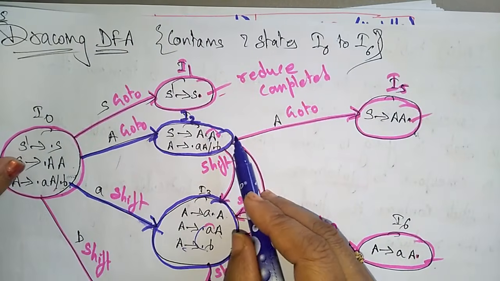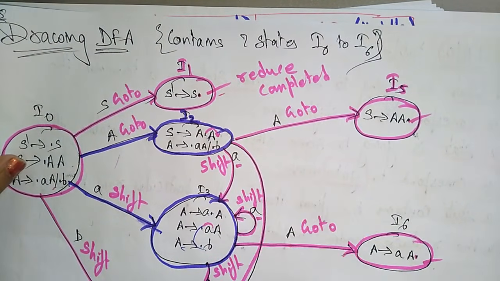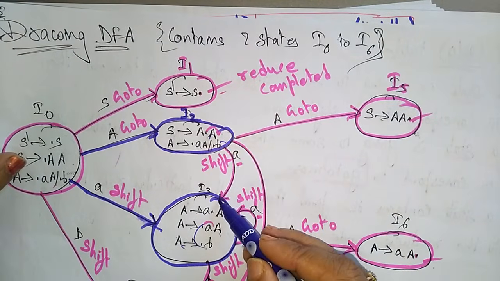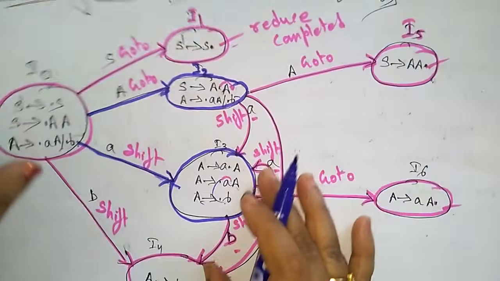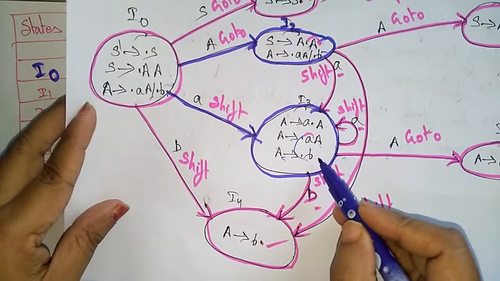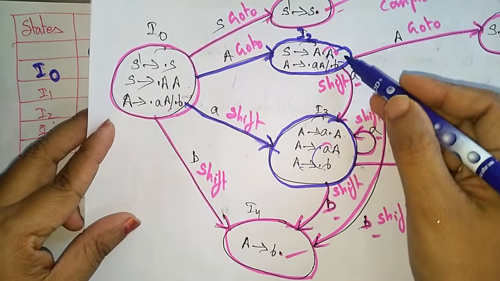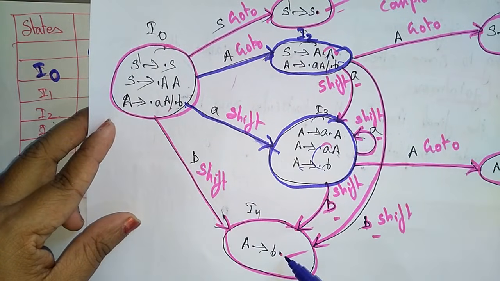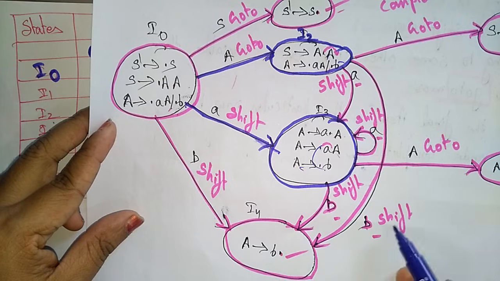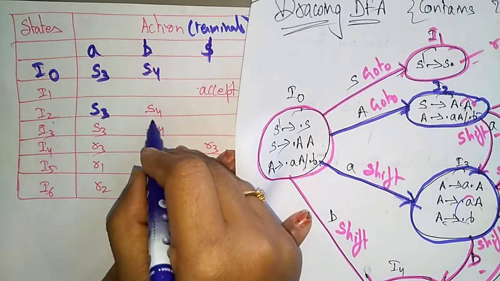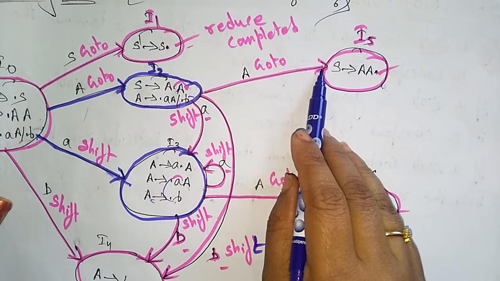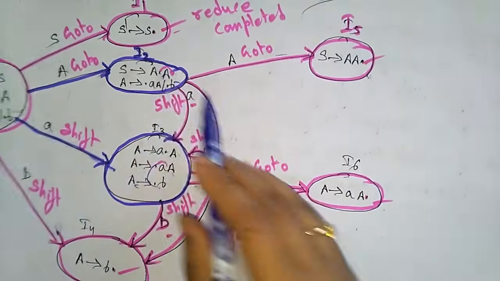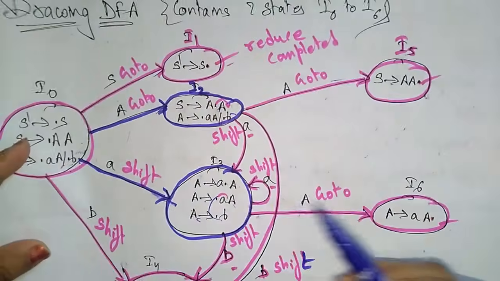Now coming to I2. We are seeing the action first, and action means terminals. I2 on a is going to I3, that is shift S3. And I2 on b goes to I4, so that is S4. Now I2 on the non-terminal A goes to 5, so just write 5 here. For I2 there is no entry for S because S is completed.